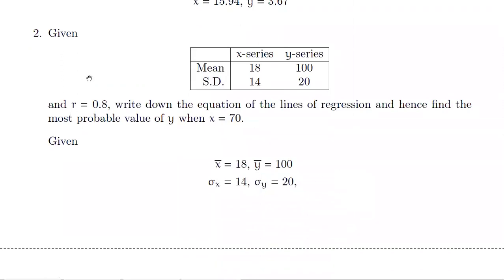Second problem. Given the mean of x series, that is x bar, is 18, and mean of y series, so y bar, is 100, standard deviation of x series, so sigma x, is 14, and standard deviation of y series, that is sigma y, is equal to 20, and r is equal to 0.8. Write down the equation of the lines of regression and hence find the most probable value of y when x is equal to 70. So as I told earlier, these are the given values to you.